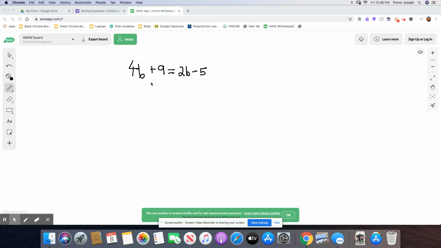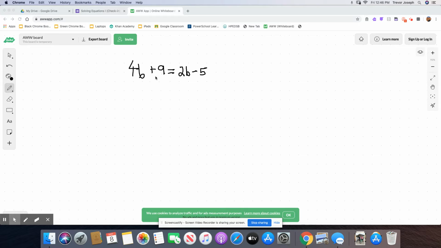All right, so here was a question on your check-in. We have 4b + 9 = 2b - 5. So the first thing I want to do is get all my variables on one side and all of my constants on another. So we're going to start here.